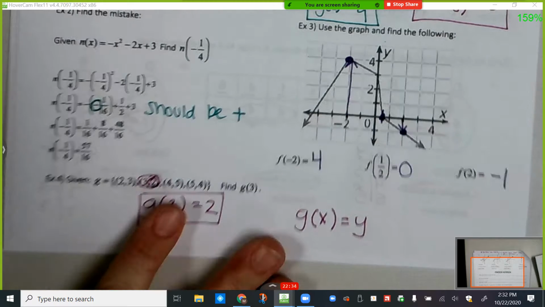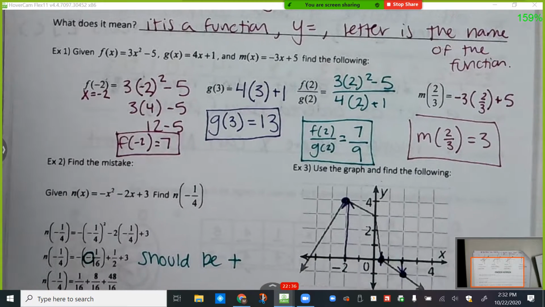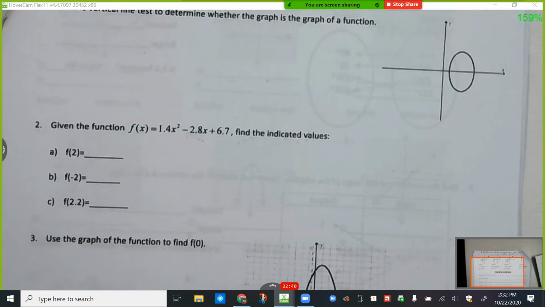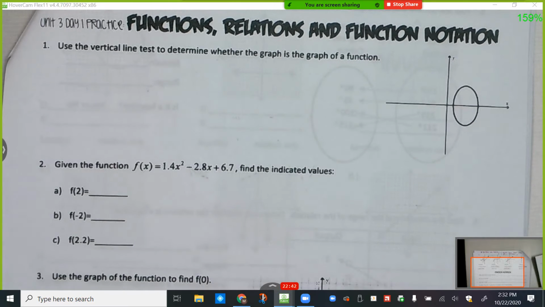Okay, you do have a practice page. It's really only 10 problems. It should be simple. You should be able to finish in the last 18 minutes of class. Okay? It's plenty of time to finish this if you're not playing on your phone. Keyword, not playing on our phones like some of us did during the lesson.